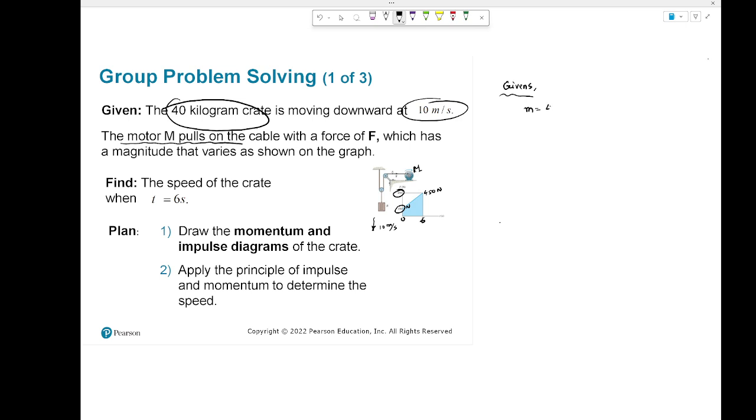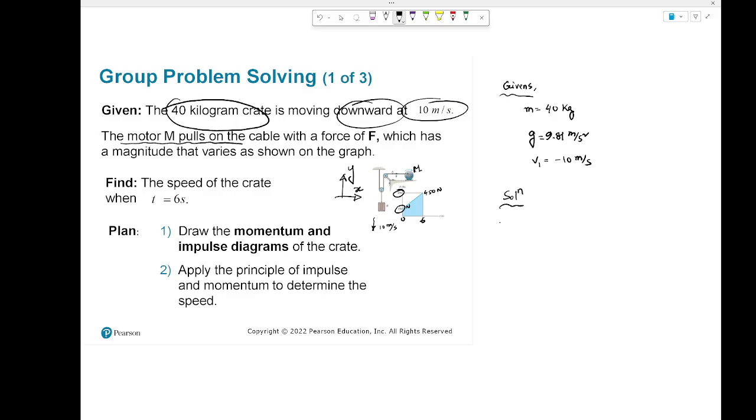So the mass is 40 kg, and then g is 9.81 meters per second squared. The velocity is minus 10 meters per second. Now you understand why I wrote negative? Because initially the crate is moving down, that's what they said, downward. So if this is X and this is Y, the negative Y is minus 10 meters per second.